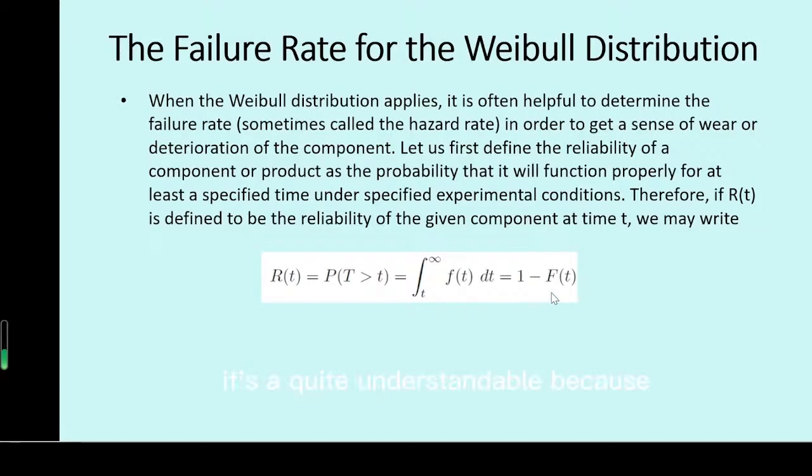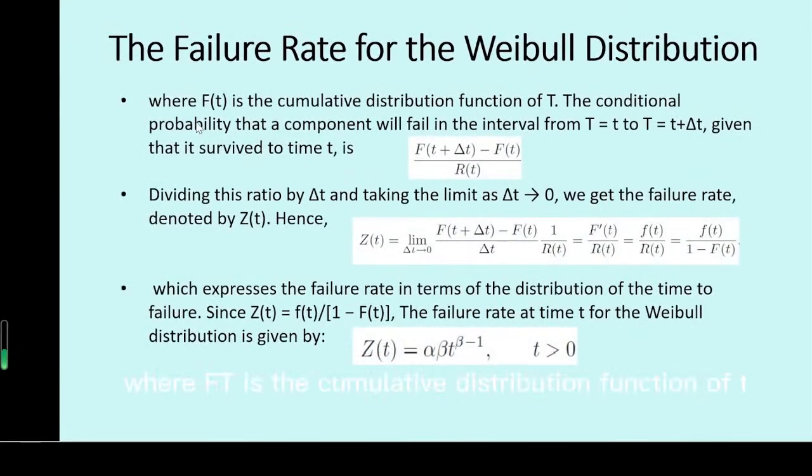It is quite understandable, because if it has no failure until time t, this is the reliability, right? But F(t) is the probability that it lasts less than time t. That's why the reliability is 1 minus this cumulative probability F(t), right? Where F(t) is the cumulative distribution function of t.